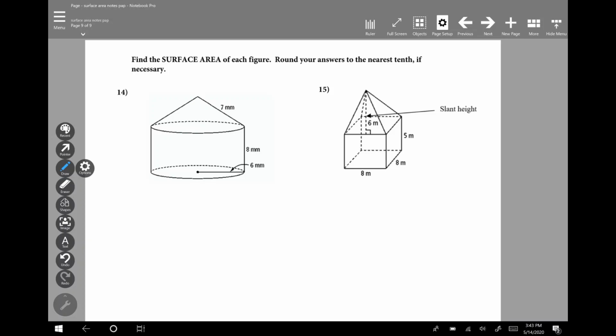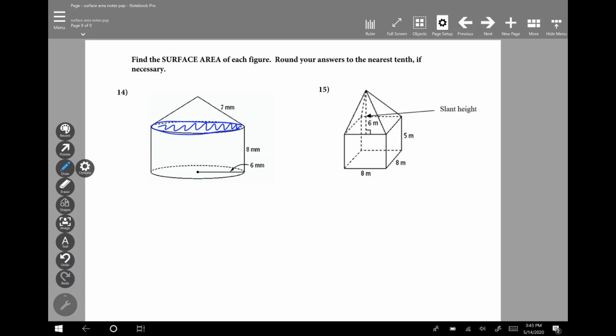For problem 14, I have a cone on top. On the cone, I only want the stuff that, if this was a children's toy, I could touch on the outside. So for a cone, it would only be the lateral area part here. If this was a solid toy, I could not touch this part right here, this circle.